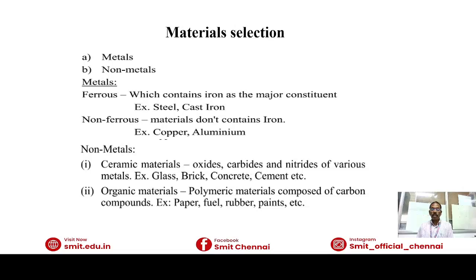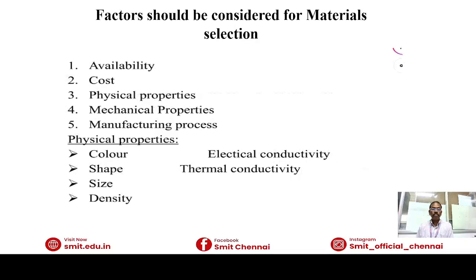Organic materials are polymeric materials composed of carbon compounds, for example paper, fuel, rubber, etc. These are considered the non-metal category. Next, factors that should be considered for material selection.